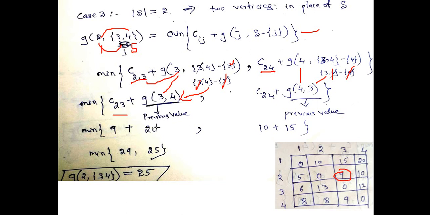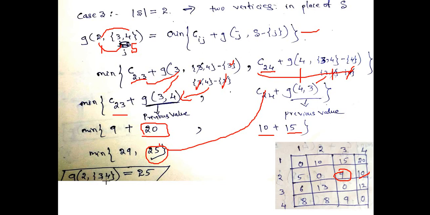Now identify this value. Cost, wherever C will come, obviously go to this matrix. C of 2 to 3, what is the answer? 9. You just write 9 here. And the previous value we have calculated, J of 3 comma 4. What is the value? Just identify and write here. And come to here. C of 2 to 4 is how much? That is 10. 10 you have to write. And previously you have calculated J of 4 comma 3. That answer you have to write.